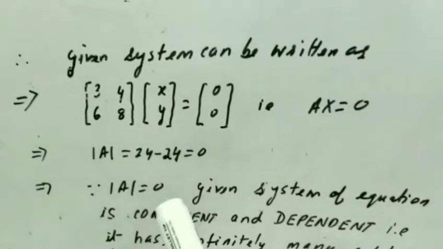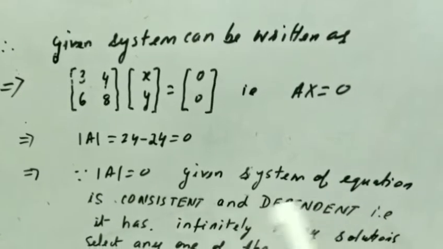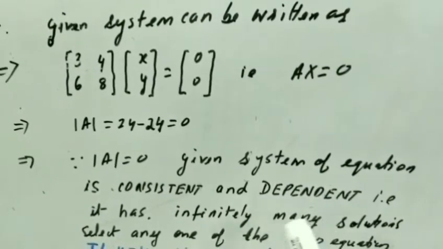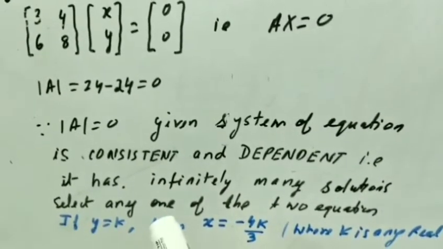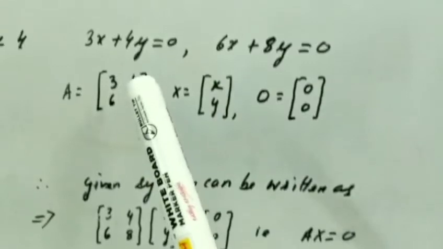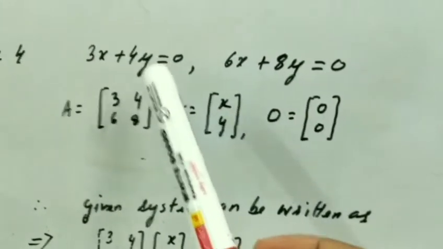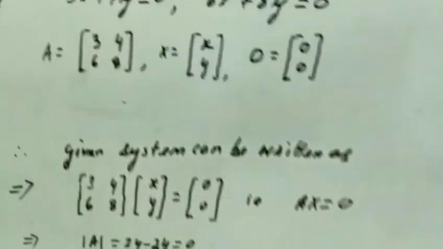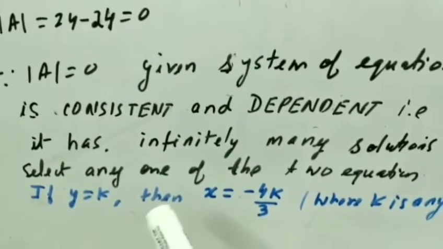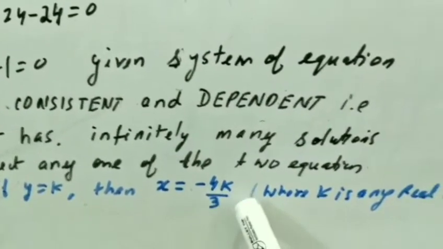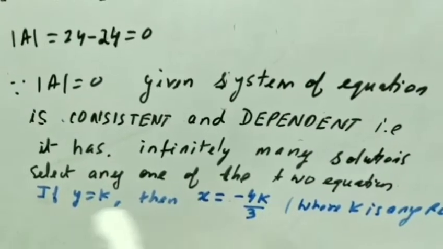Since the determinant of A is 0, the given system of equations is consistent and dependent. That is, it has infinitely many solutions. But it has to be verified. So, I am going to select any one of the two equations, either this or this, but I am selecting here. Take y is k. If y is k, then x is equal to minus 4k by 3. I have written here: y is k, then x is minus 4k by 3, where k is any real number. This is the final solution.